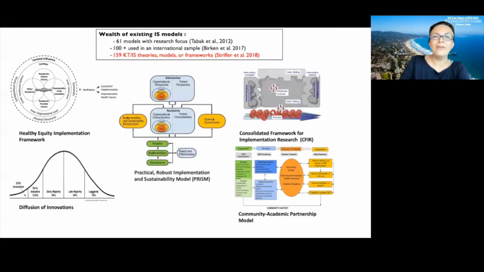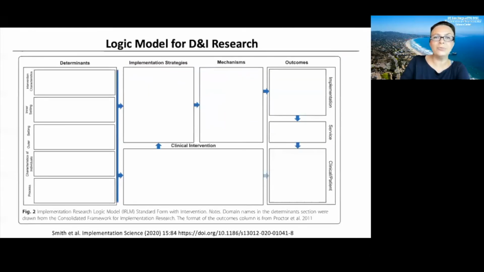There is a wealth of existing D&I theories, models, and frameworks to choose from. A recent review identified as many as 159 D&I relevant theories, models, and frameworks. So selecting a D&I model might feel daunting. One helpful approach is to simplify the selection by using a logic model. Logic models are well known and commonly applied in public health practice. They can be an excellent starting point for the development of your D&I proposal as well.